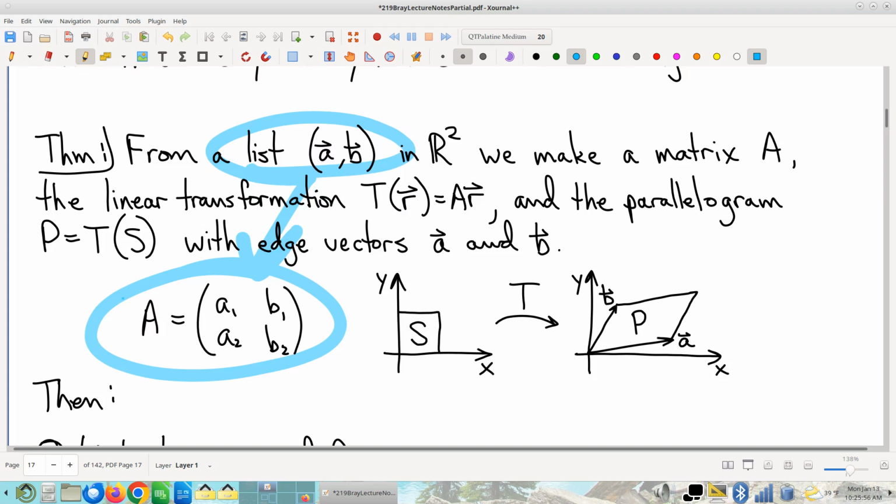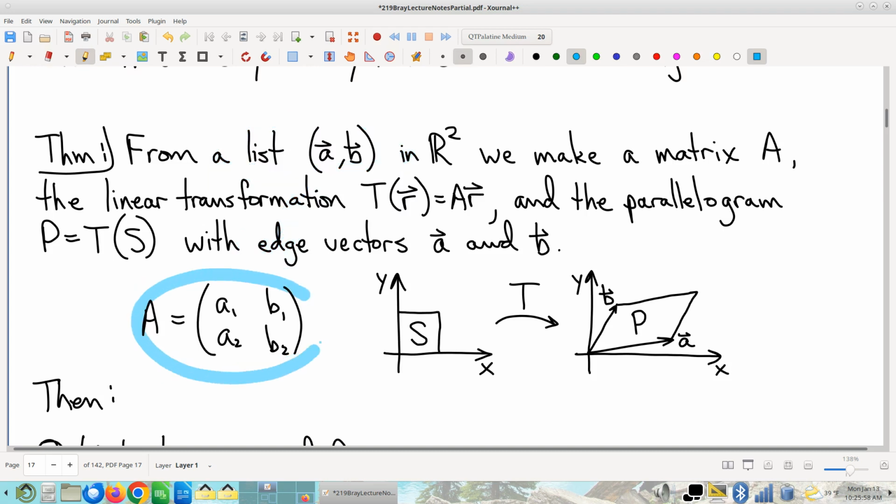Okay. Well, here's the thing. If you have a matrix, that allows you to define a linear transformation in what I'll call the usual way. Right? This is how we turn a matrix into a linear transformation. Said differently, this is how we represent a linear transformation with a matrix.